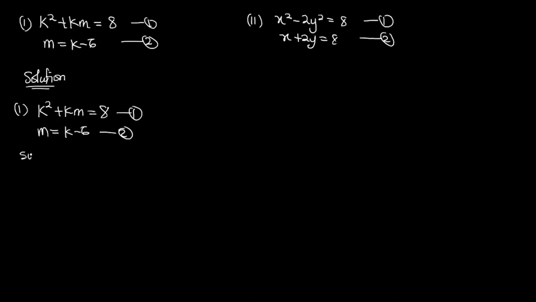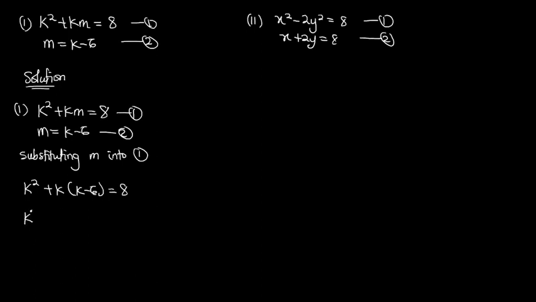From here, you can straight away go ahead and say, substituting m into equation 1, or substituting equation 2 into equation 1, you are going to have k squared plus k into bracket. The m now becomes k minus 6. This is equal to 8. So from here, let's go ahead and expand the bracket.